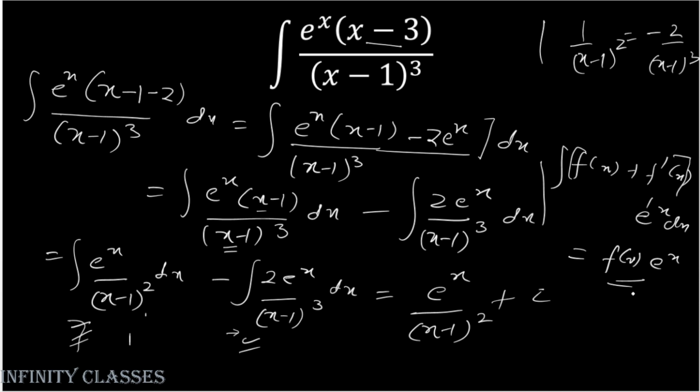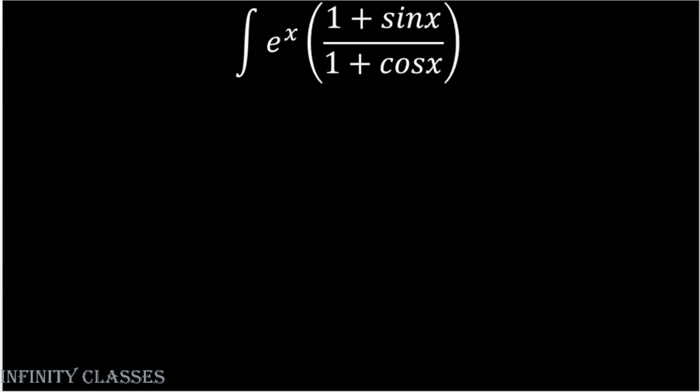Don't try to apply the formula on both the parts, if you do, it will never end. So leave the derivative part as it is, 1 upon (x minus 1) square, and in the other part, 2 upon (x minus 1) cube is the derivative of 1 upon (x minus 1) square. In the same way we will do one more question, this one.